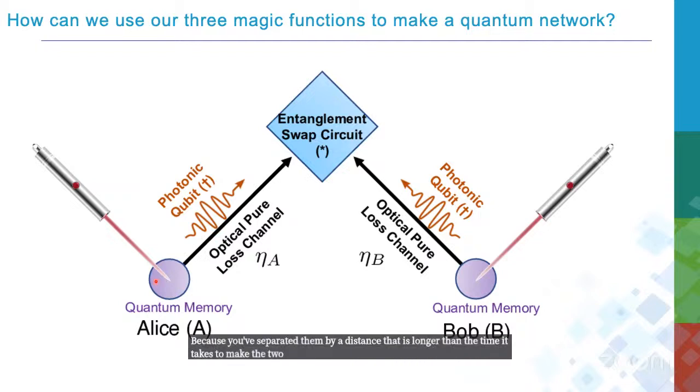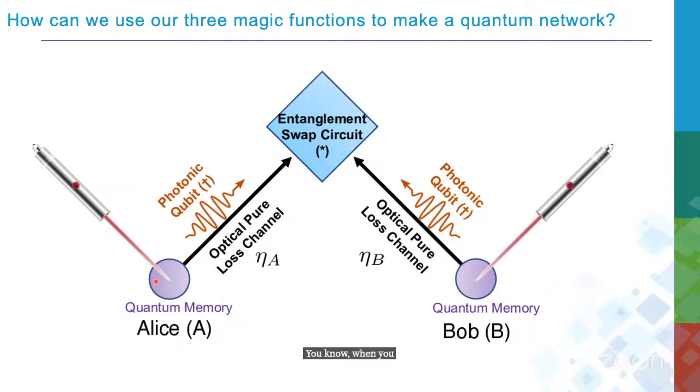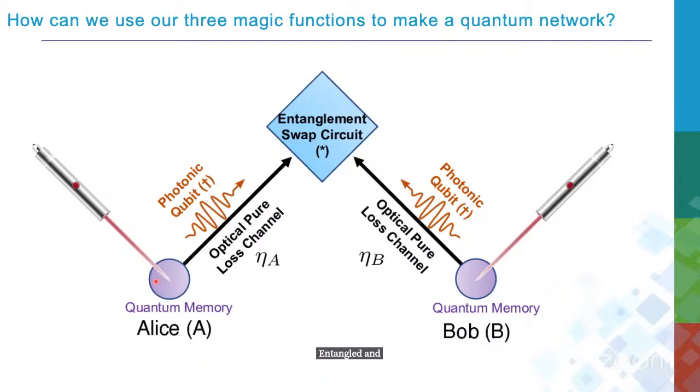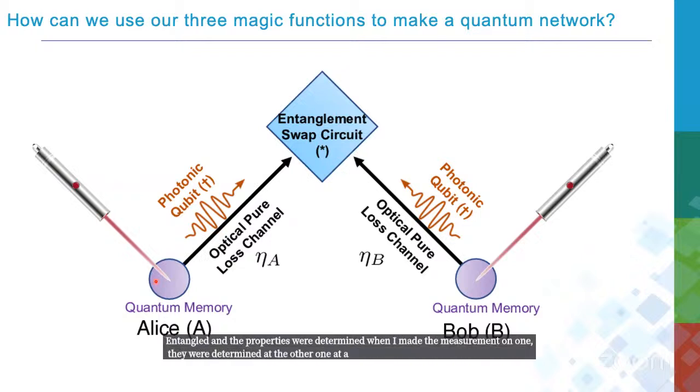And so when you compare your record at the end, you see, wow, they were really correlated in this very specific way that we call entanglement. And there was no possible, even luminal, signal that could have propagated between them to influence the result. They were just entangled, and the properties were determined when I made the measurement on one. They were determined at the other one at a speed that traveled faster than light.